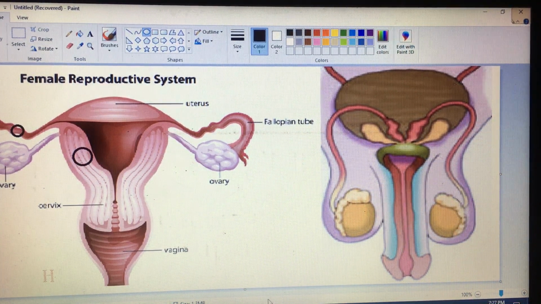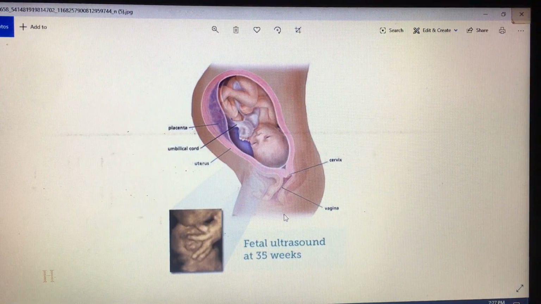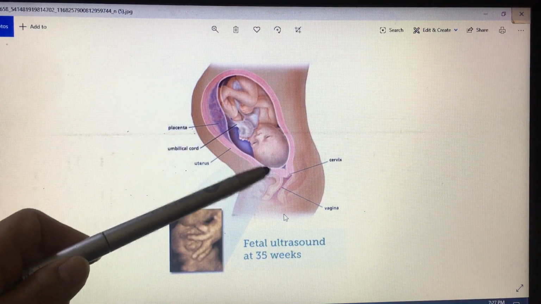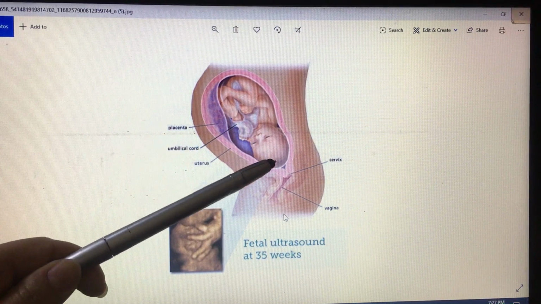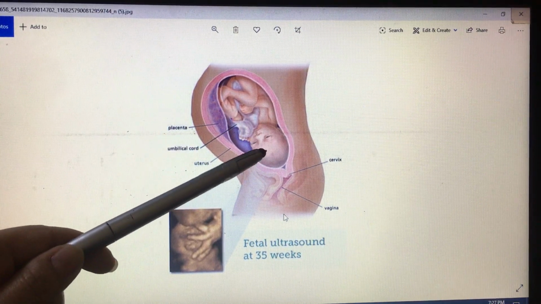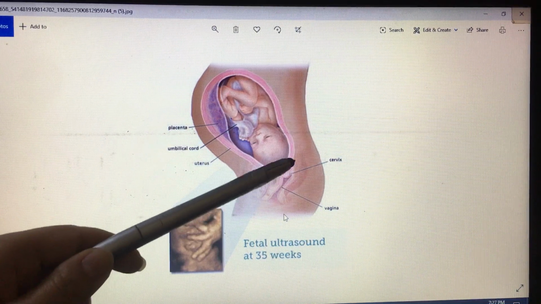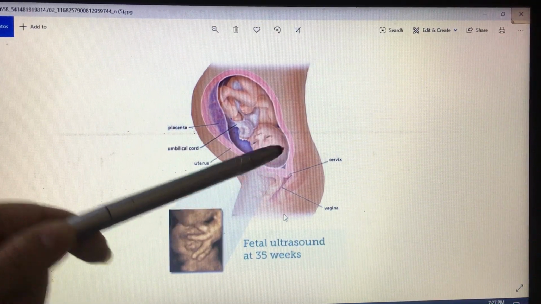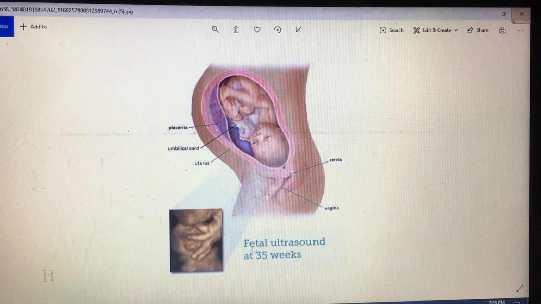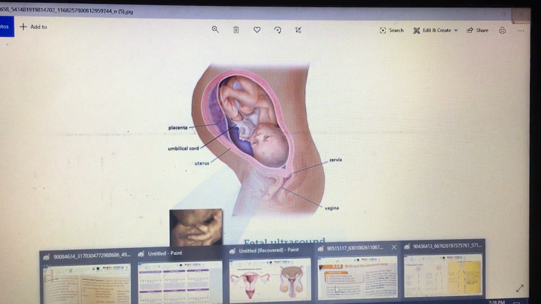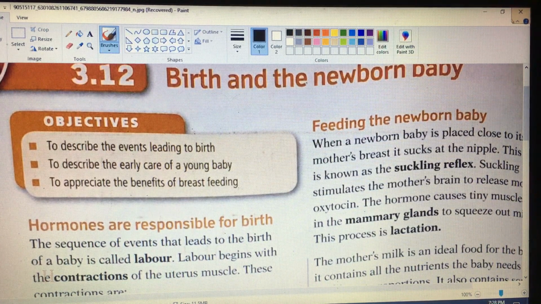So if you look at this picture, you will find that the head of the baby is against the cervix. After 9 months, and as the birth approaches, the head of the baby will be against the cervix. Now, after 9 months, and as birth approaches, there will be many events leading to birth.